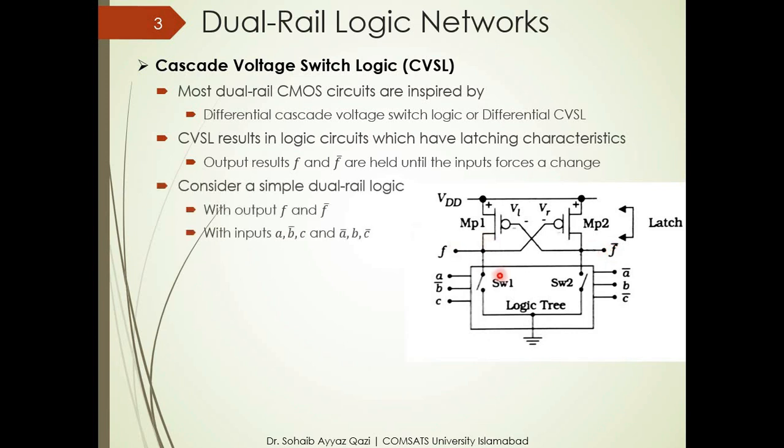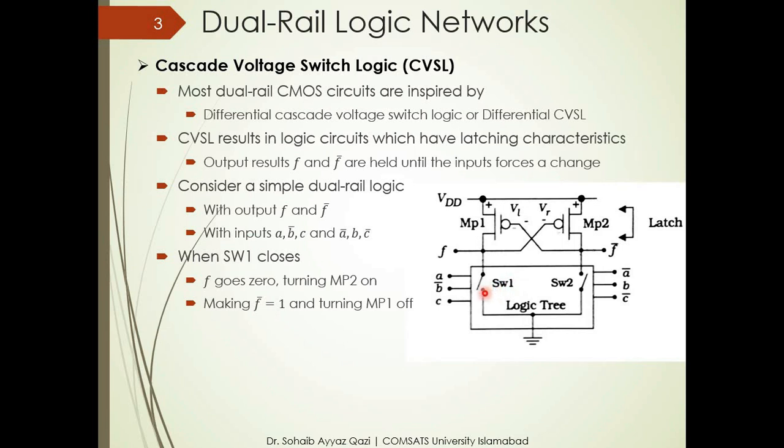So for example, we consider a simple dual rail logic network. We are considering this network here. And for example, if our switch 1 closes, that means due to these three inputs here, हमारे पास ये जो switch 1 है ये close हो जाता है. If switch 1 closes, it means this point here is connected to ground. और इस point को ground से connect करने के बाद, अगर ये ground हो जाता है, it means this point is 0 now.